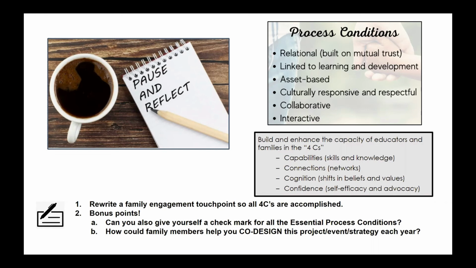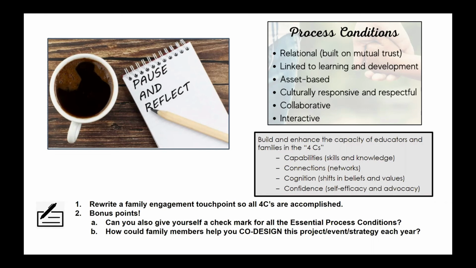So to close out this activity, think of a touch point with families, how you can make sure you get a check mark for all 4 C's, and then give yourself bonus points if you can also check off the essential conditions. And then another bonus point if you could actually have a family member help you co-design, co-create this project or strategy. So how do you, every year, recruit a parent to help you put on that Valentine's party? How could you have that parent help you co-design that Valentine's party?